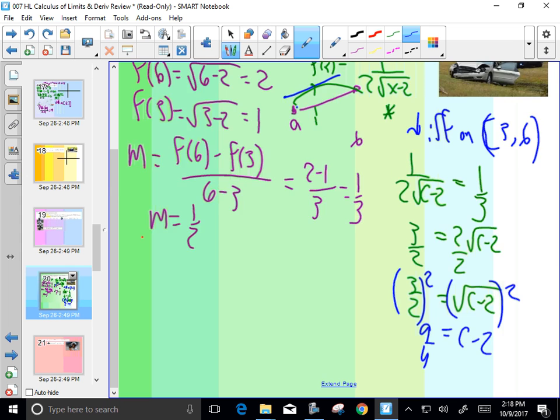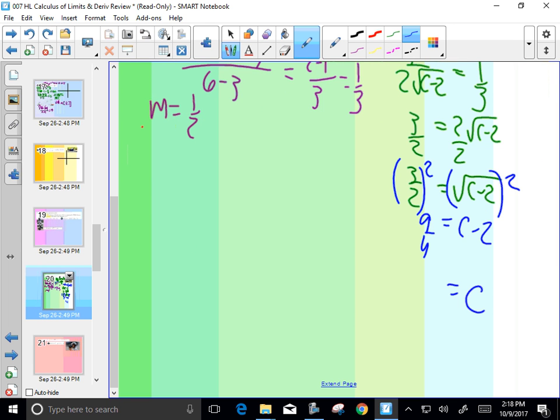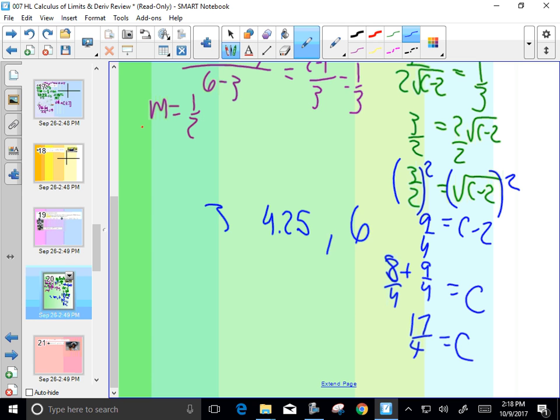So c should be equal to, yeah, 2 plus 9/4, or 8/4 plus 9/4 is 17/4. And what is that decimal, please? 4.25. Is that between 3 and 6? Isn't that something? Magic, right? Nope, that's mean value theorem right there.